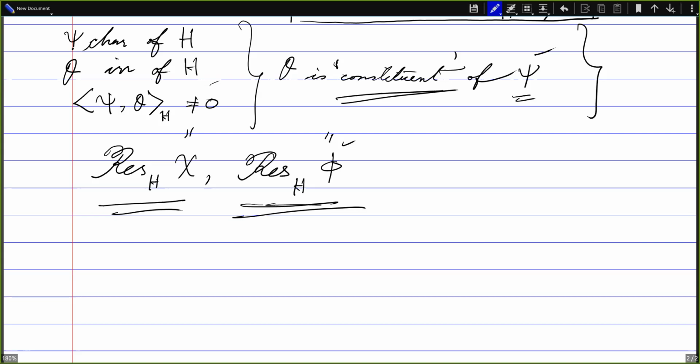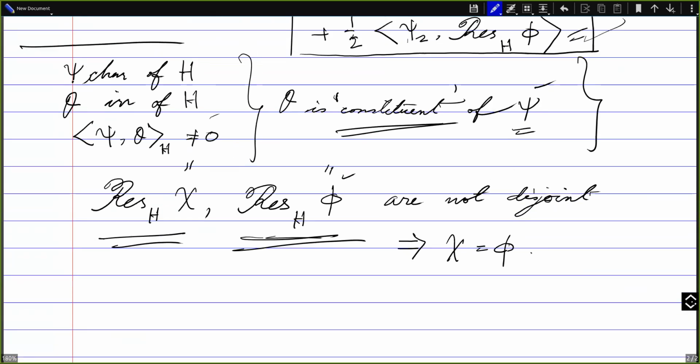So in this language here, what we see is if they are not disjoint, again, being disjoint means there is no constituent in common. They are not disjoint, then chi has to be equal to phi. Okay.